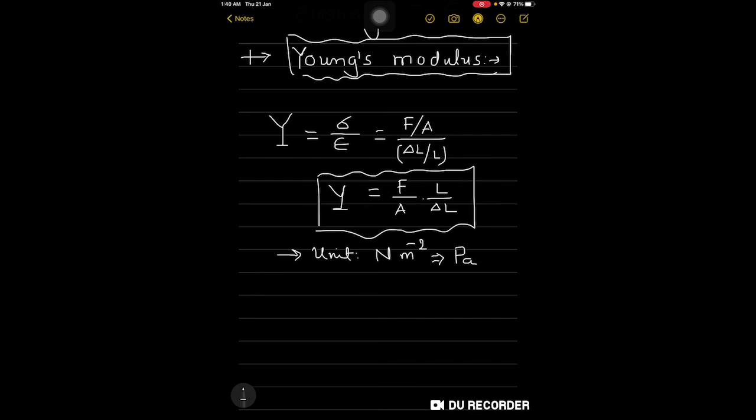It is for this reason that steel is preferred in heavy duty machines and in structural designs. Wood, bone, concrete and glass have rather small Young's moduli. So this is actually Young's modulus and the explanation about it.